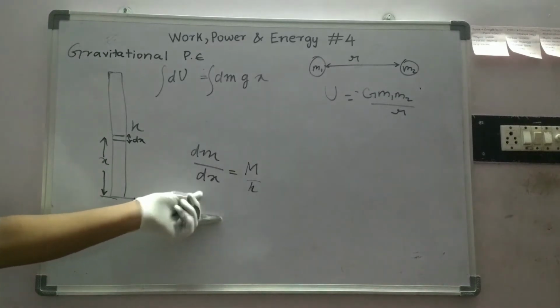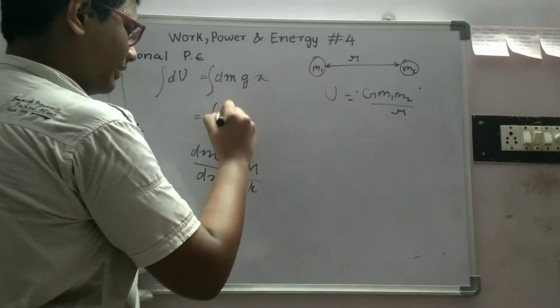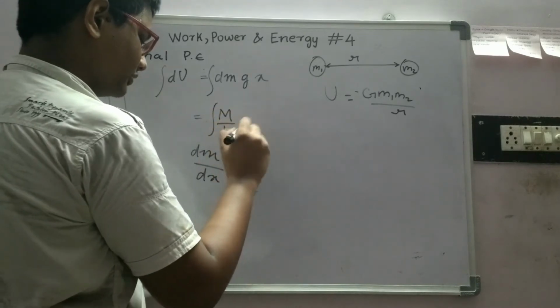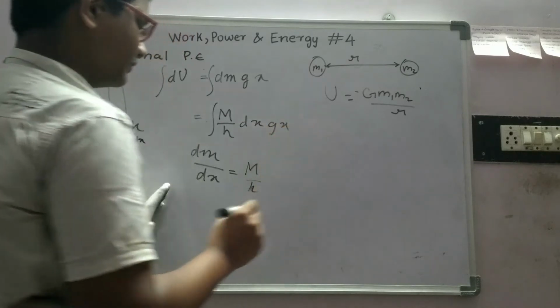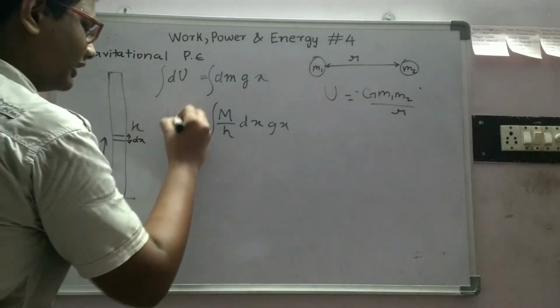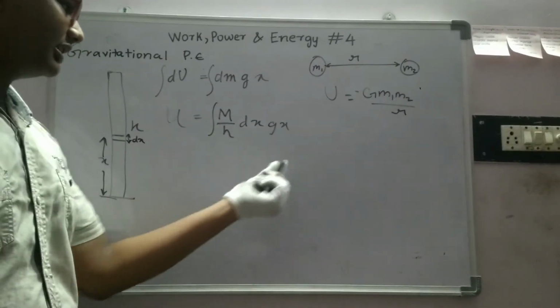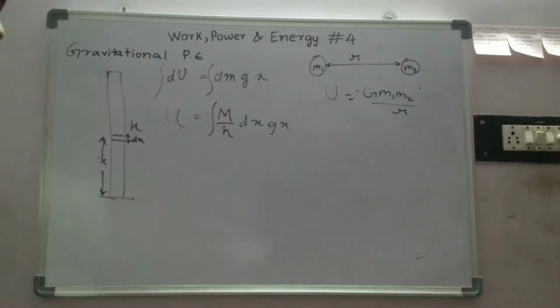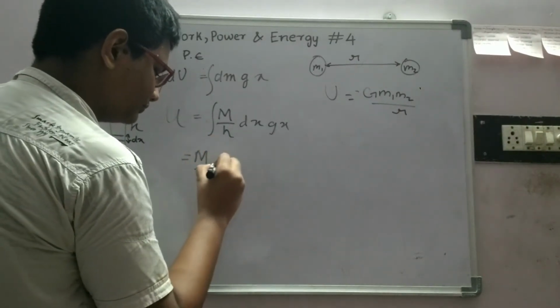Now from this we get dm as m by h dx, g dx. Now integrating it, we will get U, potential energy. M and H are constant, G is also constant. Now let us draw it out.